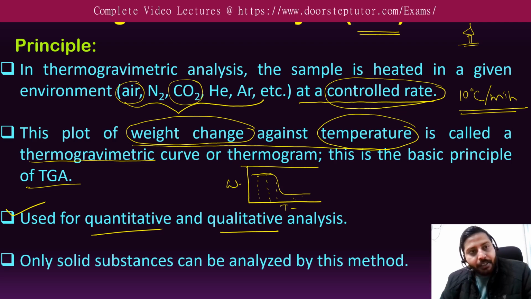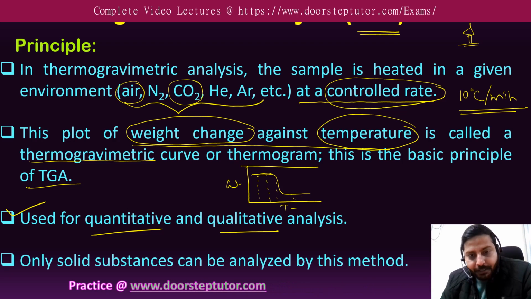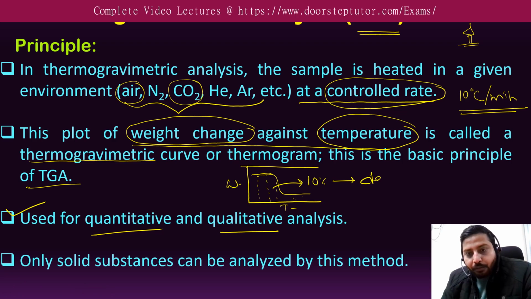What is quantitative and qualitative analysis? Qualitatively, from this graph we can determine which compounds are present, and quantitatively, how much of the compound is present. How can we determine the percentage of decomposition? From the percentage of decomposition we can analyze how much compound is decomposed, and the composition. So these are the two things.